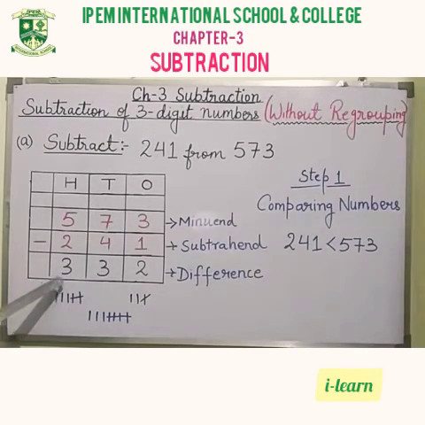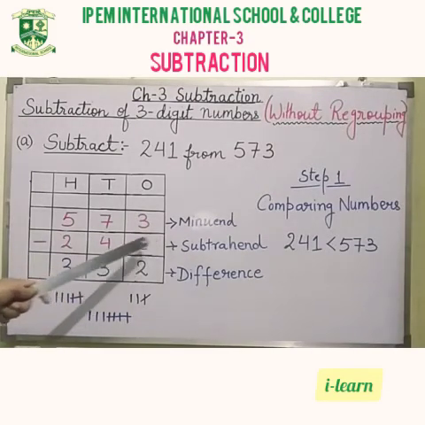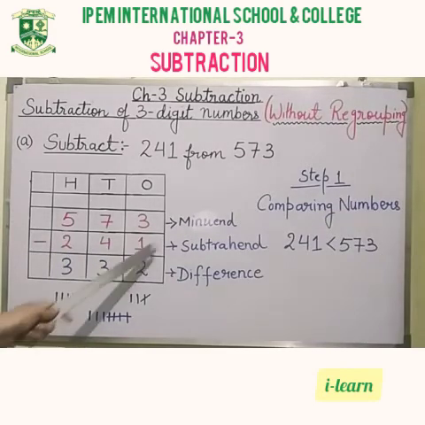Now after subtracting these two numbers, the number which we get, that is 332, is called difference. And the number from which we subtract, that is the bigger number, is called minuend. And the number that is being subtracted over here, that is 241, is called subtrahend.